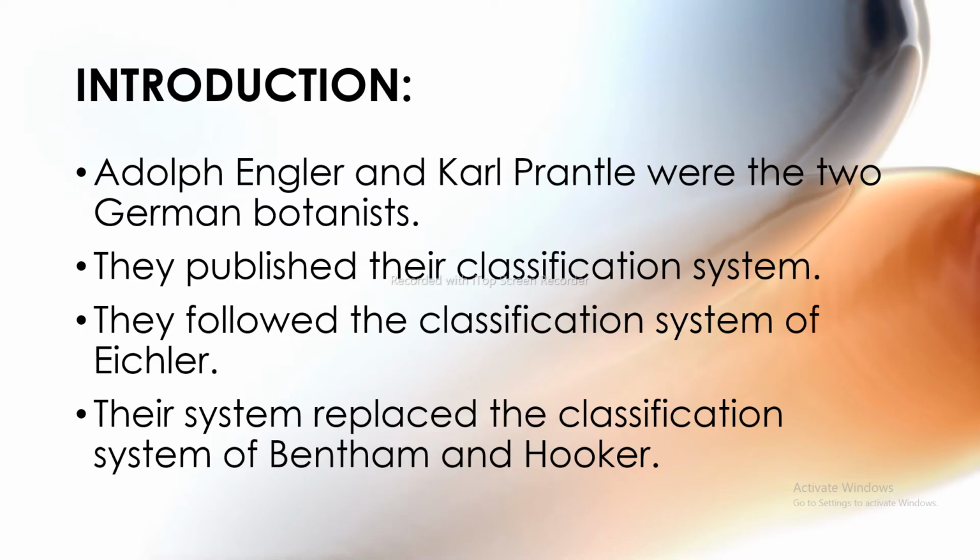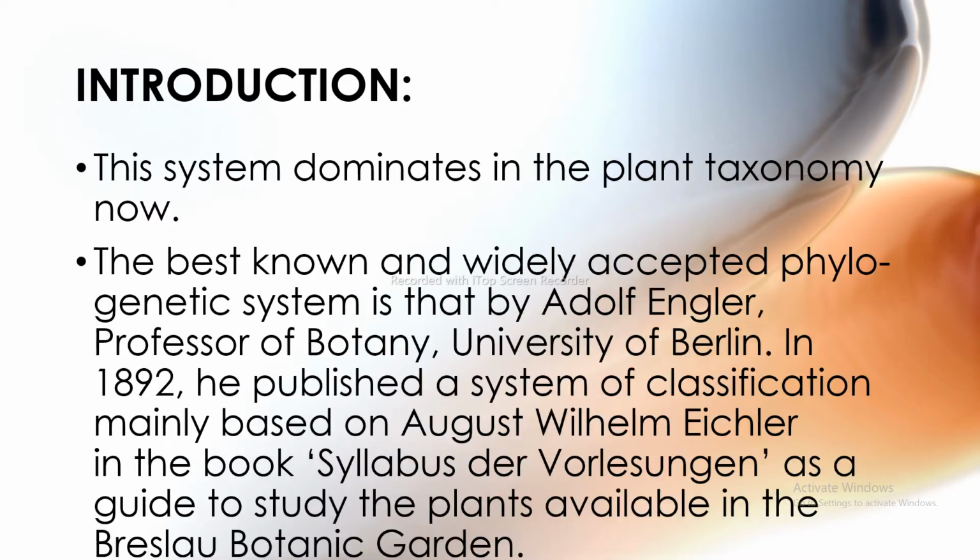Introduction. Adolf Engler and Karl Prantl were two German botanists. They published their classification system. They followed the classification system of Eichler. Their system replaced the classification system of Bentham and Hooker. This system dominates in plant taxonomy now.